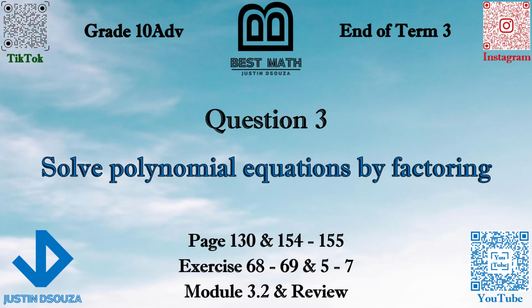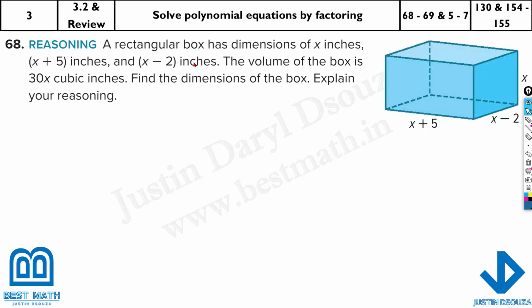In this question, we will solve polynomial equations by factoring. Here we have been told a rectangular box has dimensions of x inches, x plus 5 inches and x minus 2 inches. The volume of the box is 30x cubic inches. Find the dimensions of the box, and explain your reasoning.